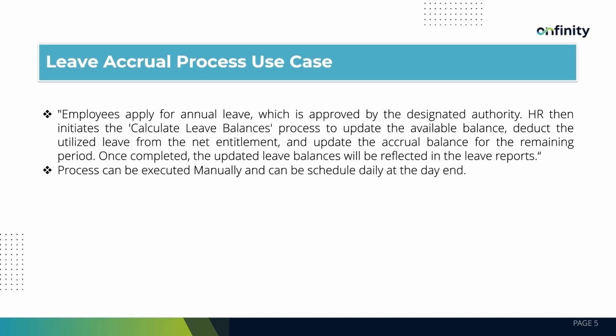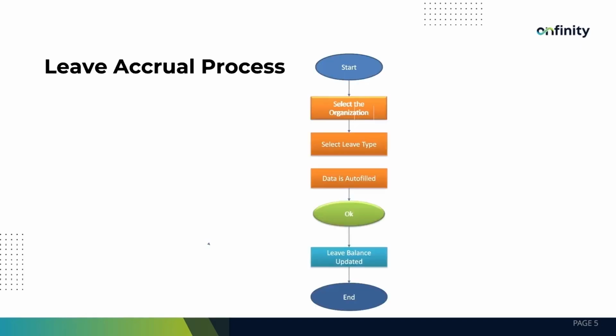This process can be executed manually and can also be scheduled to run daily at the end of the day. Looking at the flow, the HR admin will start the process by selecting the organization for which they will execute it and choosing the leave type. The data will autofill. After clicking OK, the process will update the leave balance, and the process will conclude here.